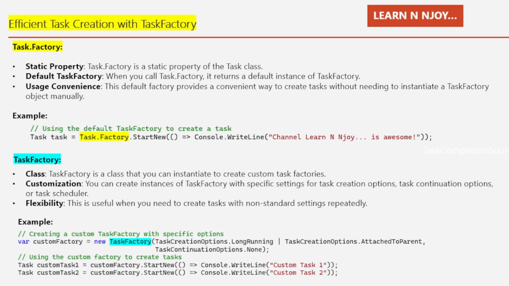So overall, in this example, we are creating a custom task factory with specific options. This setup is useful when we need to create tasks with non-standard settings repeatedly. In this example, we configured the custom factory to create long-running tasks that are attached to a parent task. That's why I have written TaskCreationOptions.LongRunning and TaskCreationOptions.AttachedToParent.